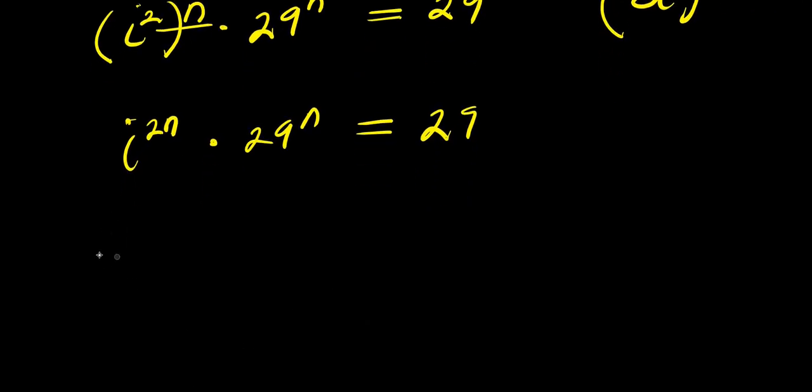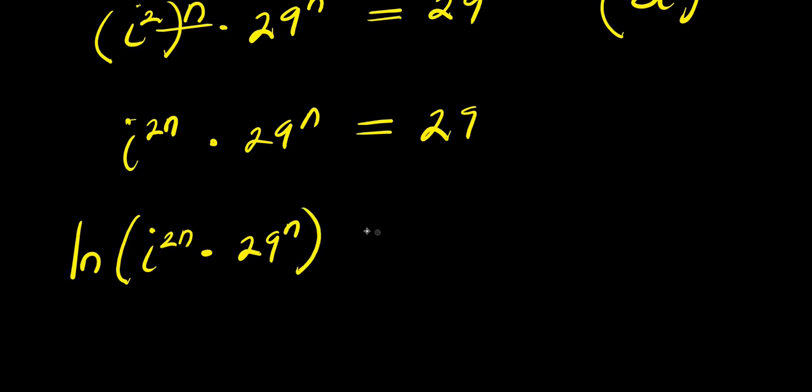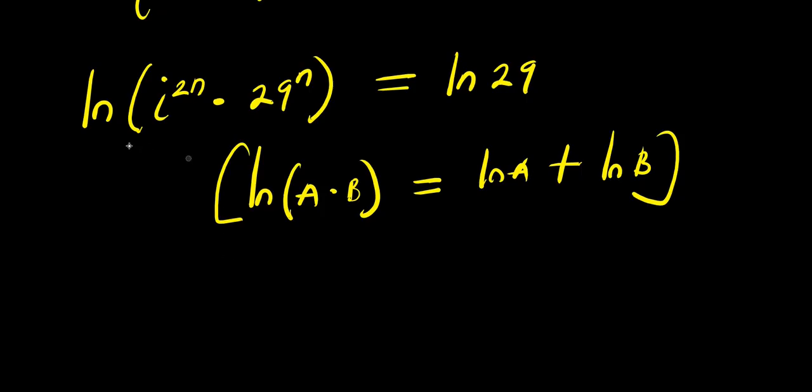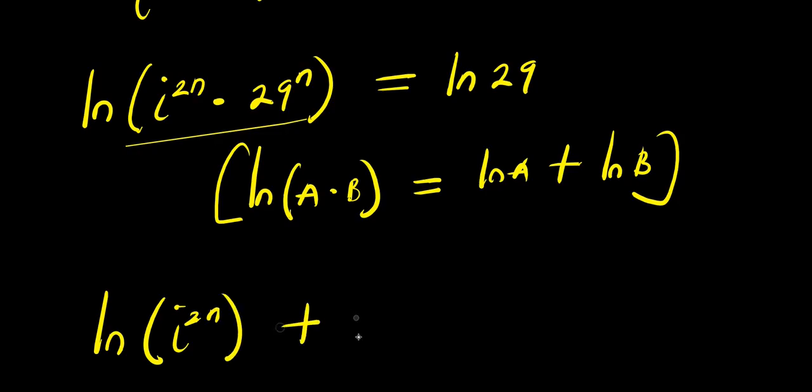So I can apply natural log. I have the natural log of i^(2n) times 29^n equals the natural log of 29. Now, if you have the natural log of a times b, this equals the natural log of a plus the natural log of b. So applying that right here, I'll have the natural log of i^(2n) plus the natural log of 29^n equals the natural log of 29.